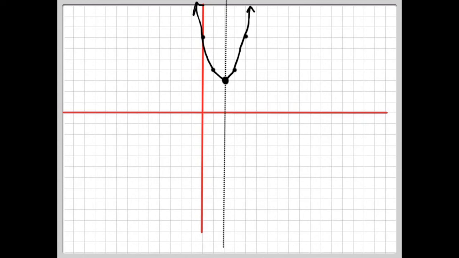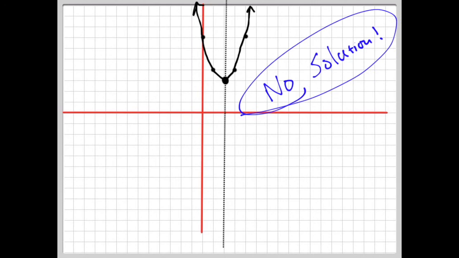So there is no x-intercept. So you know what that means? No solution. There's no value I could put in for x to make that original equation work. Our answer is no solution. Make sense? You have to do all that work just to find out that it's no solution.